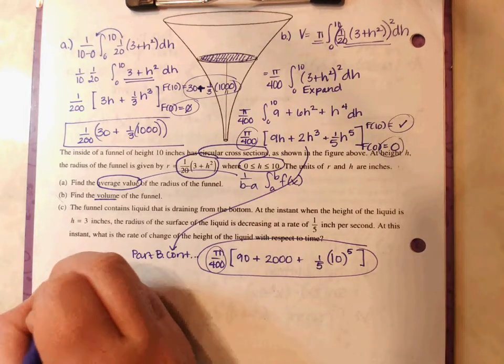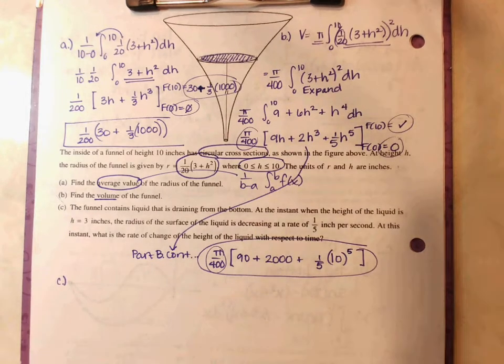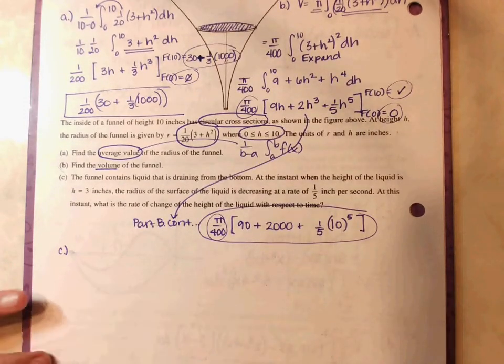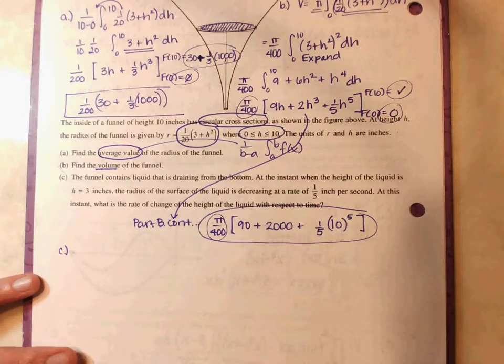Okay, part C. The funnel contains a liquid that's draining from the bottom. At the instant when the height of the liquid is h equals 3, the radius of the surface of the liquid is decreasing at a rate of 1/5 inch per second. At this instant, what is the rate of change of the height of the liquid with respect to time?